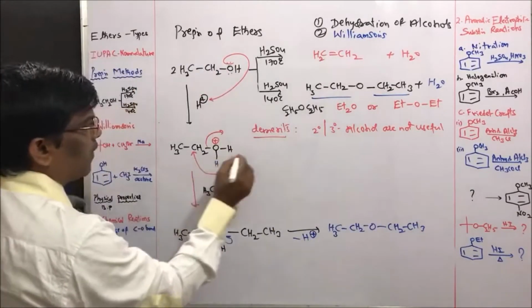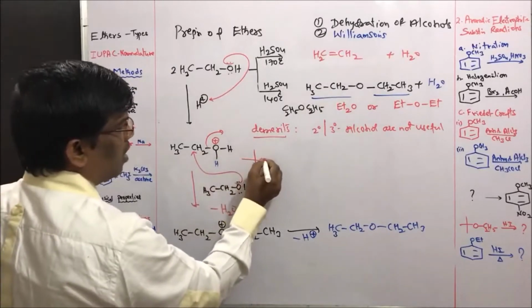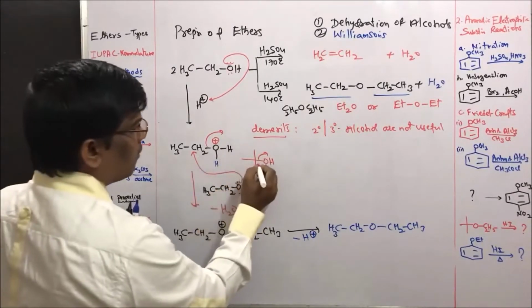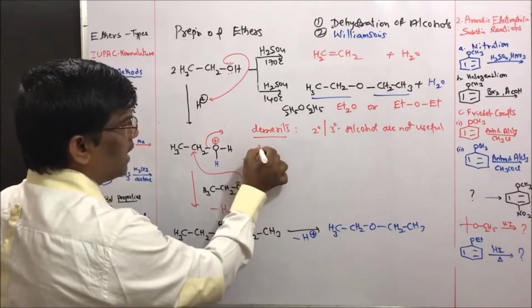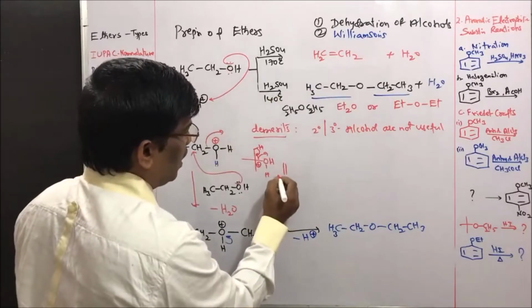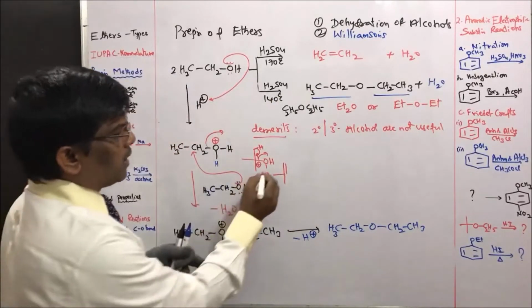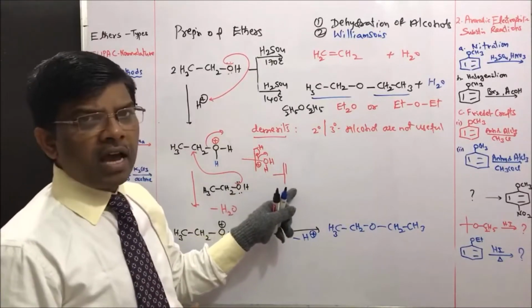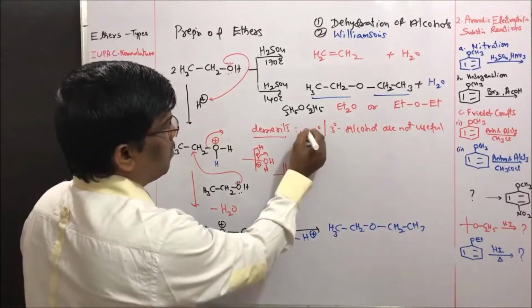For example, if I take tertiary butanol here, at this stage it easily loses water, and the formed carbocation easily loses this proton, giving elimination. It is going to give the unexpected or unwanted product. Yes, 2-methylpropene we are going to get. So this is one demerit.